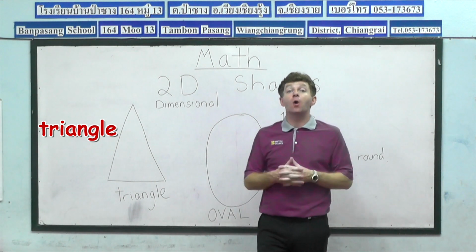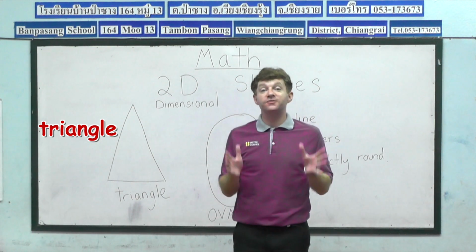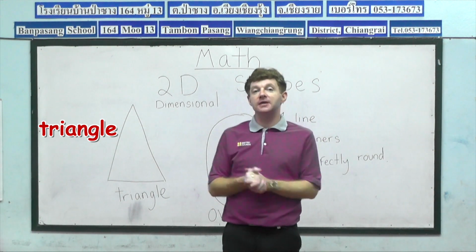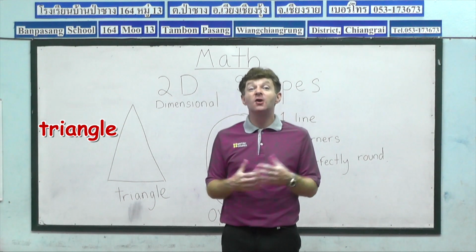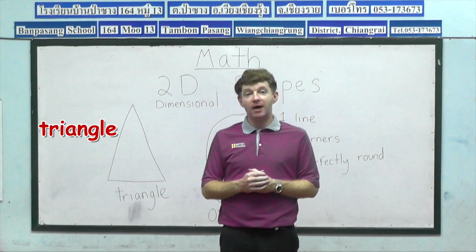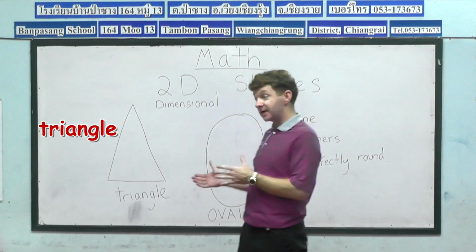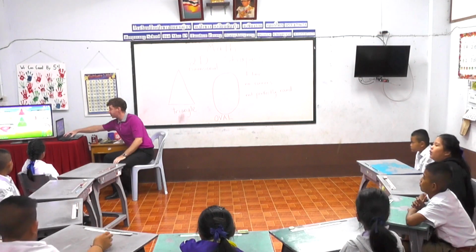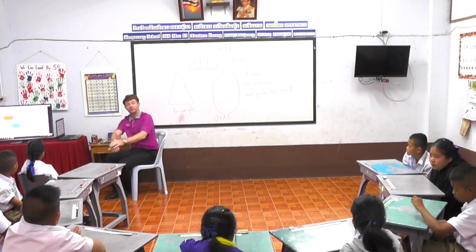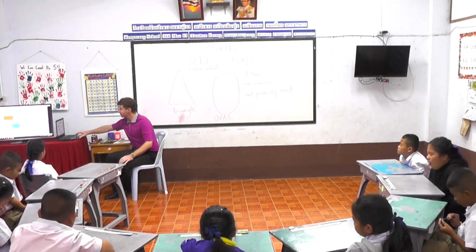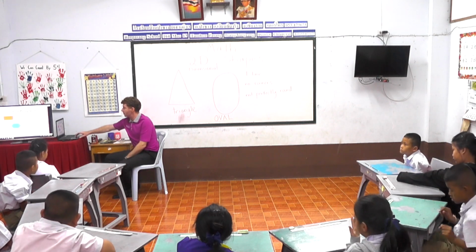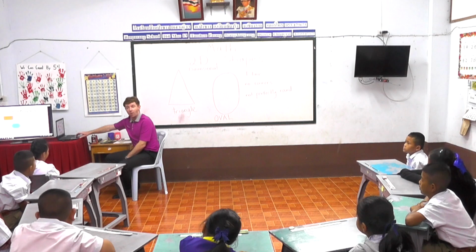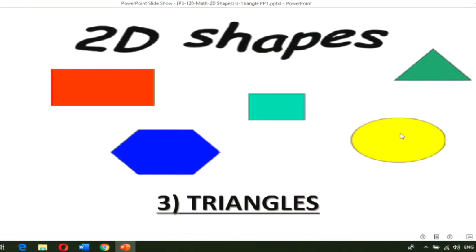Brilliant, guys. So what we're going to do now is we're going to turn our chairs to have a look at the TV screen, because we have a song and a PowerPoint presentation so we can learn more about triangles. So let's turn our chairs, guys. So let's see, does anybody remember what this shape is? Oval or circle? Yes, we have oval.